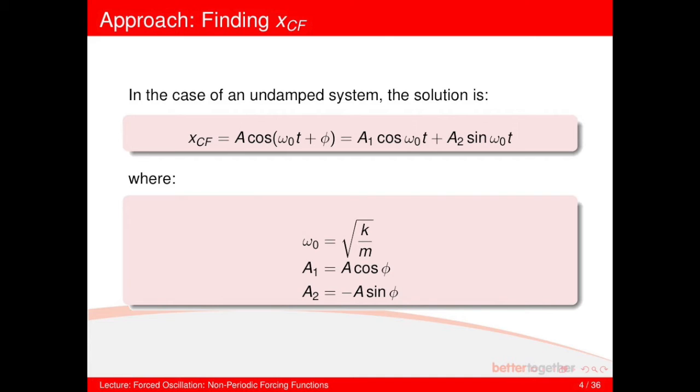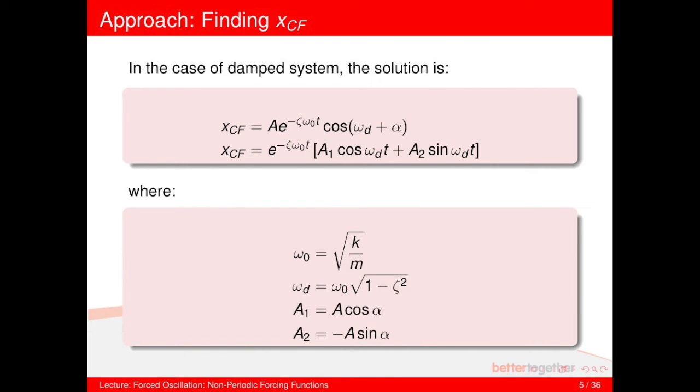So in the case of an undamped system, the solution looks like this. We've seen this before. You've got an amplitude times a cosine, with a frequency of omega naught, which is the natural frequency of the system. You can also write that in terms of A1 and A2, which we covered last week, the fact that these two things are equivalent. And you saw that in the tutorial as well. Omega naught is root k upon m. A1 is A cosine phi, and A2 is minus A sine phi.